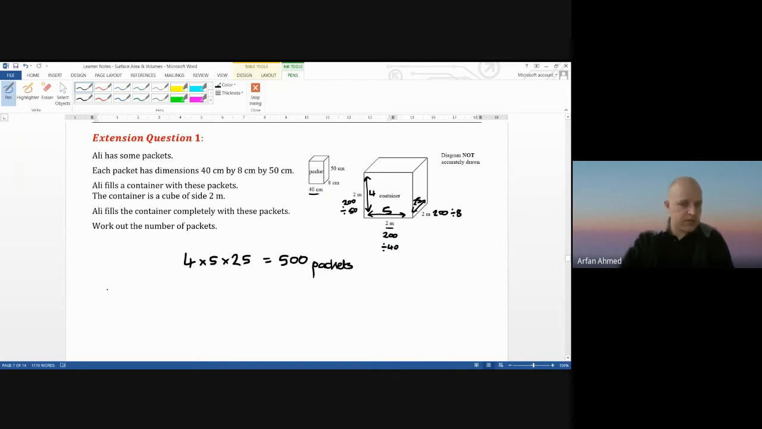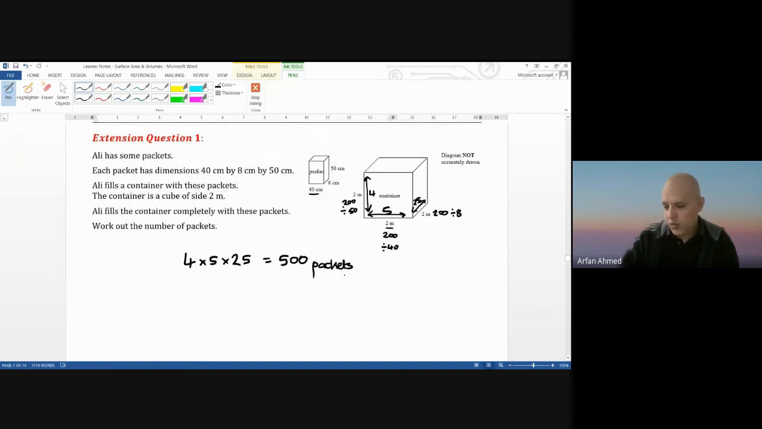It fills it completely. There's no gaps. You can fit 5 going that way exactly, 4 going that way, 25 going that way. You'll get 500 packets. You could have worked it the other way. Like I said, you could have worked out the volumes separately, and just see how many of those smaller volumes go into the bigger volume, and you'll get the same answer. You'll get 500 exactly.